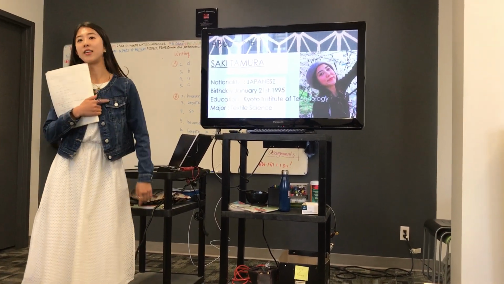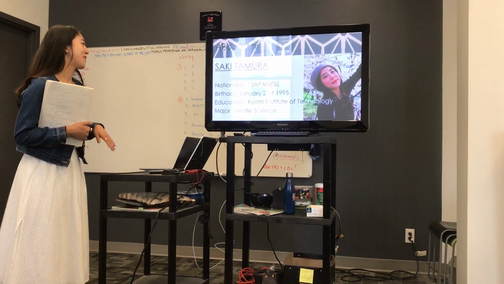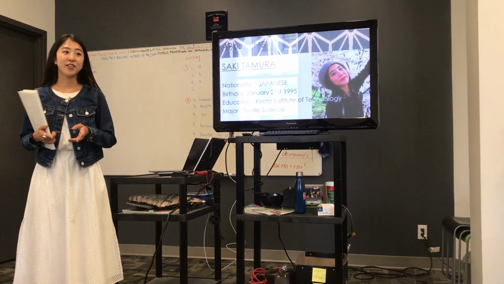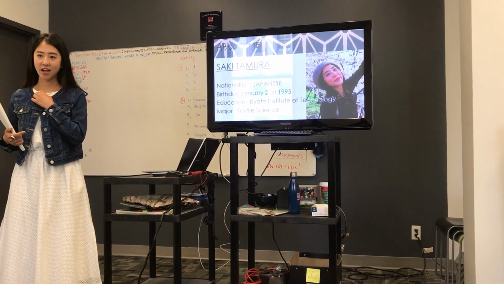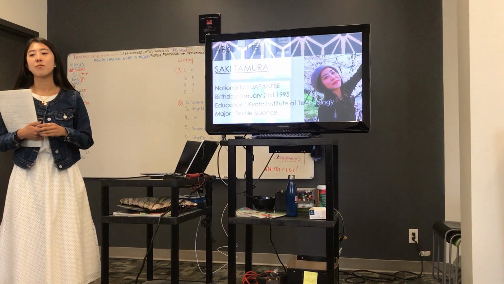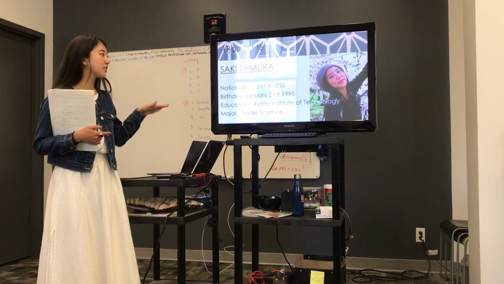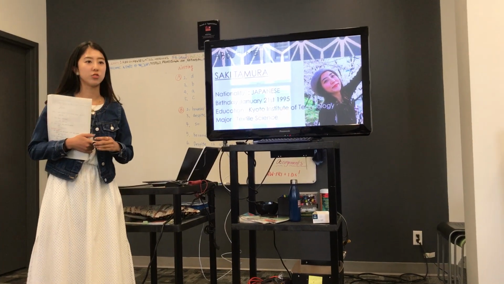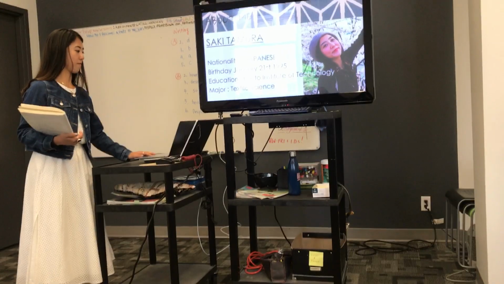My name is Saki. I'm from, of course, Japan. My birthday is January 21st, 1995. I'm 23 years old now. In Japan, I'm a master's student in university. My university is Kyoto Institute of Technology. My major is textile science.